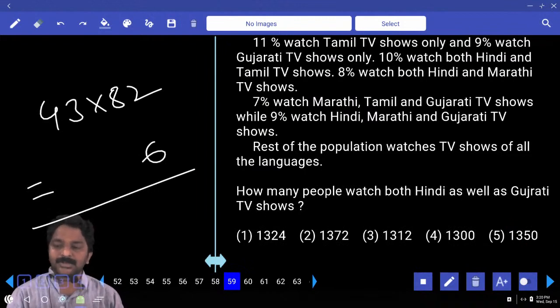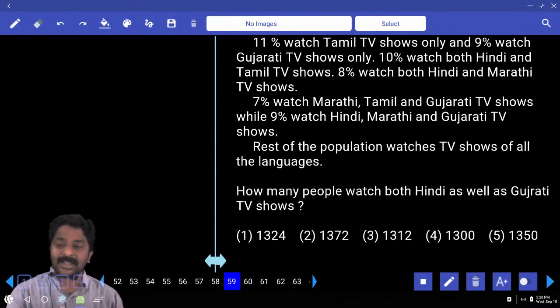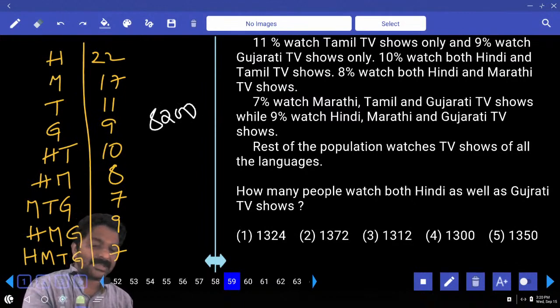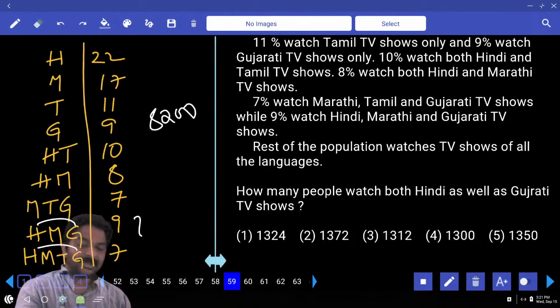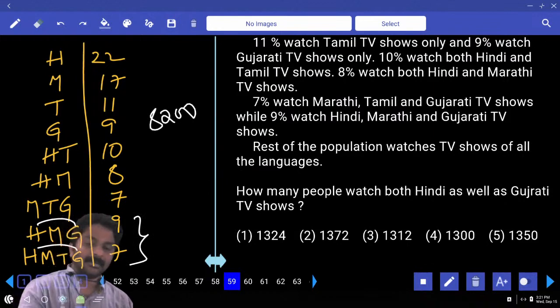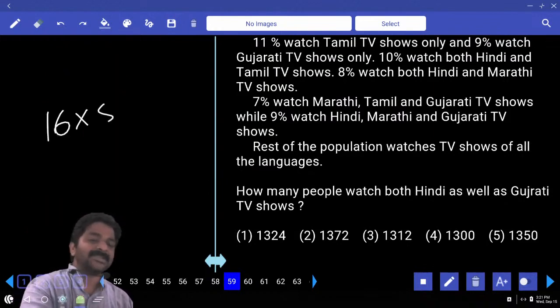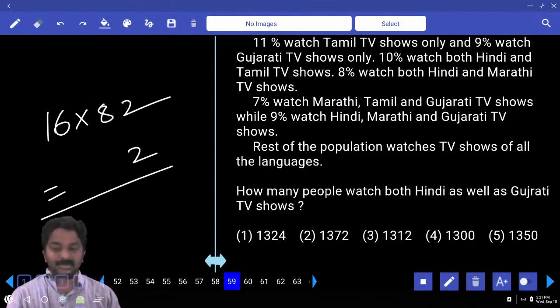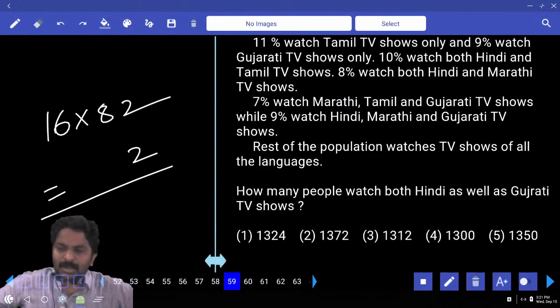How many people watch both Hindi as well as Gujarati? H and G combination. So, yes, H and G is here. So 9 plus 7, that is 16% only. 16 into 1% value, that is 82. Last digit verification. Answer must end with 2. How many options are there? 2 are there.